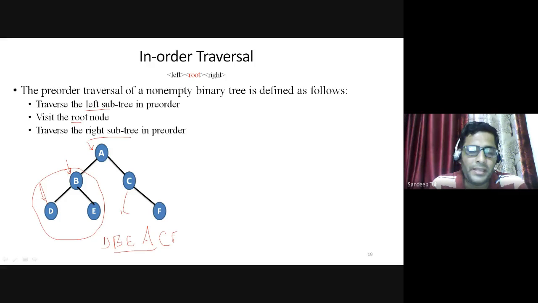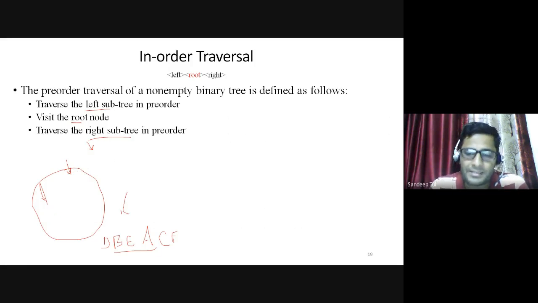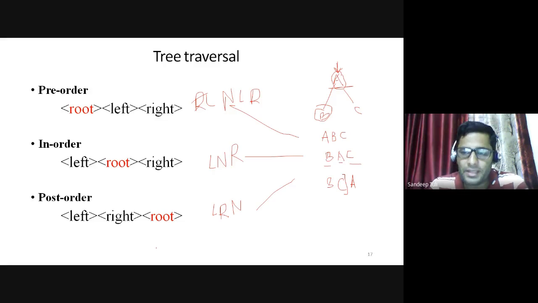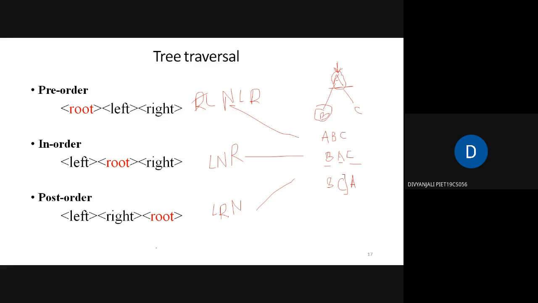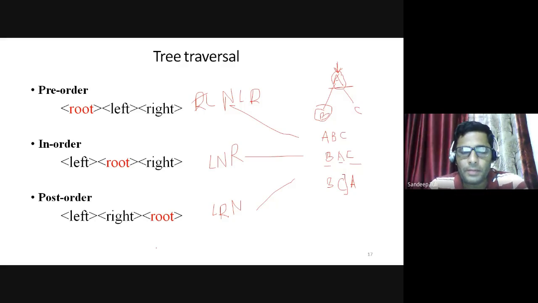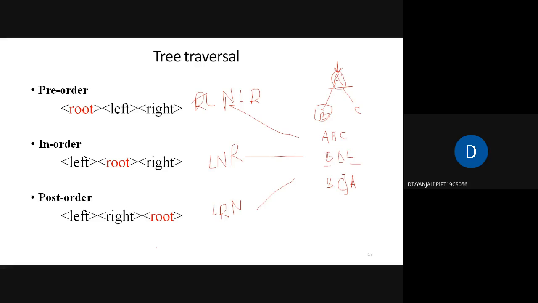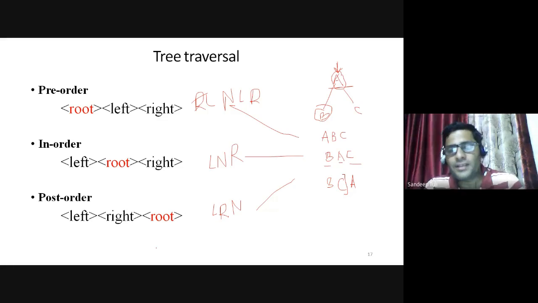That is BDE. Now the left subtree is again a tree, so for that we need to again start the traversal. What was the pre-order? First root node, then left subtree, then right subtree. For in-order, it is left subtree, then root node, then right subtree. So what is the order of in-order of this subtree?